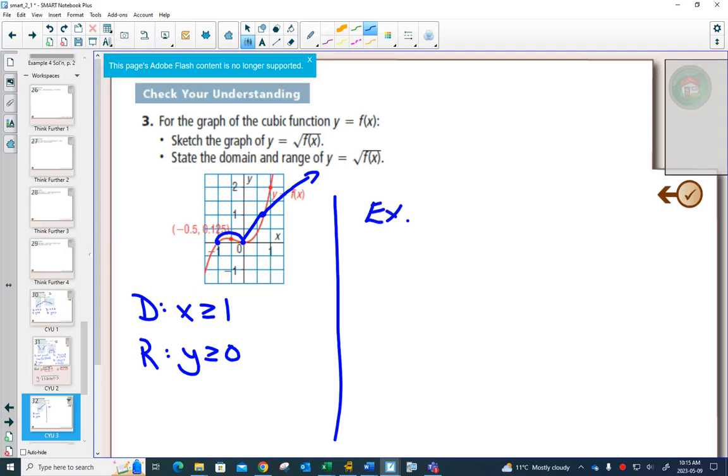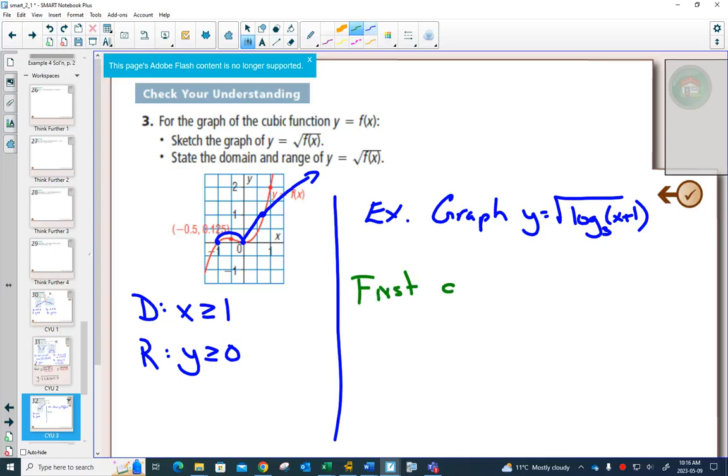You can write it in the space. You probably have enough space underneath to do this. We're going to graph. The question would just say graph the square root, and then inside could be anything. So let's just say you were asked to graph the square root of, since we have our logs test coming up, log base 3 of x plus 1. So what you would have to do first is graph the inside.